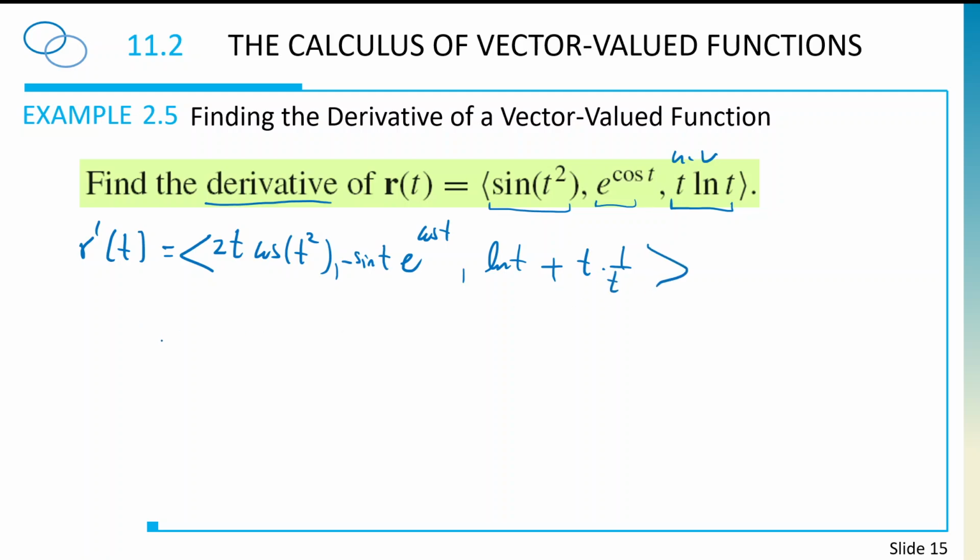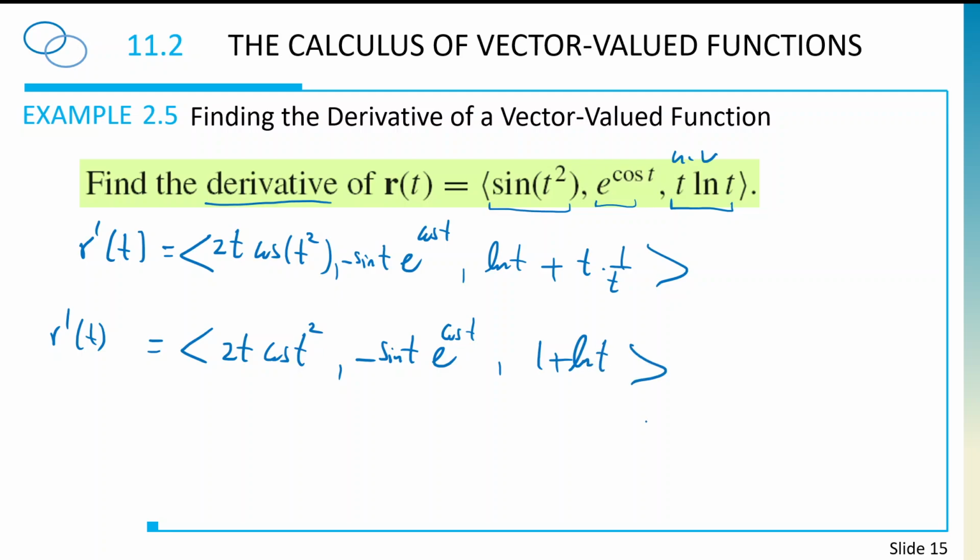If I simplify this a little bit, r prime equals 2t cosine t squared, negative sine t e to the power of cosine t, and the last one is 1 plus ln t. That's it. This is the first derivative of this r of t. Nothing is difficult.